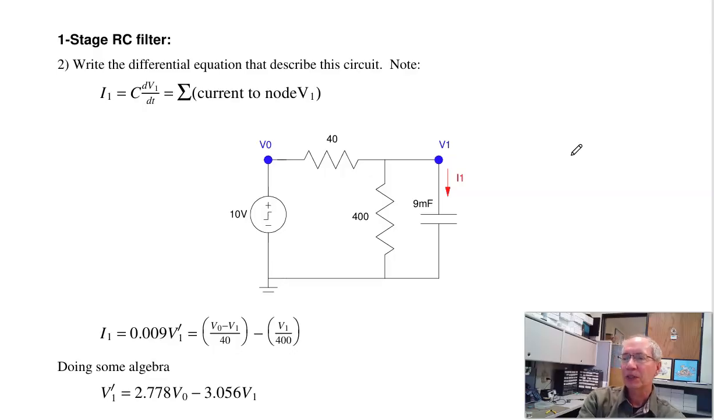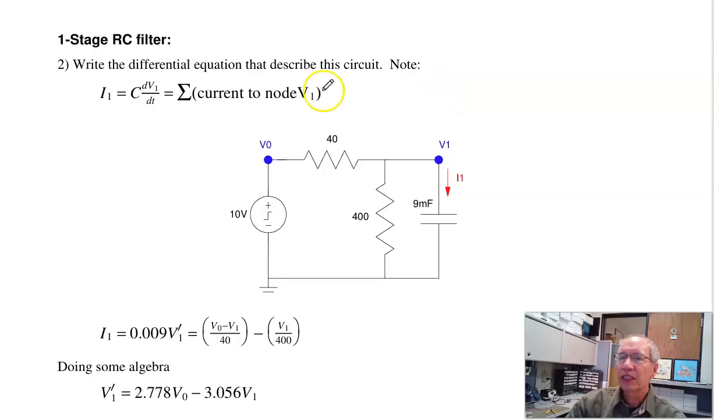And you can find the order of the differential equation just by counting. A circuit with 1 capacitor is described by a first-order differential equation. A circuit with 10 capacitors is described by a 10th-order differential equation. So here's a circuit with 1 capacitor. Write the differential equation that describes it.